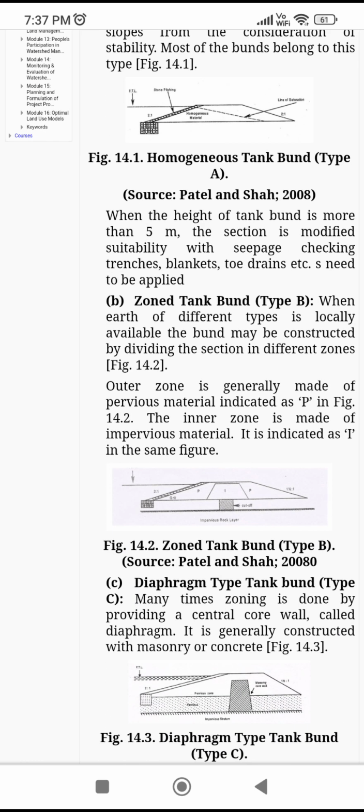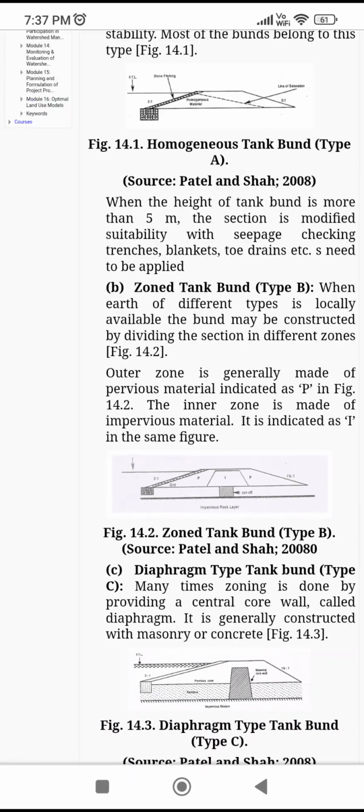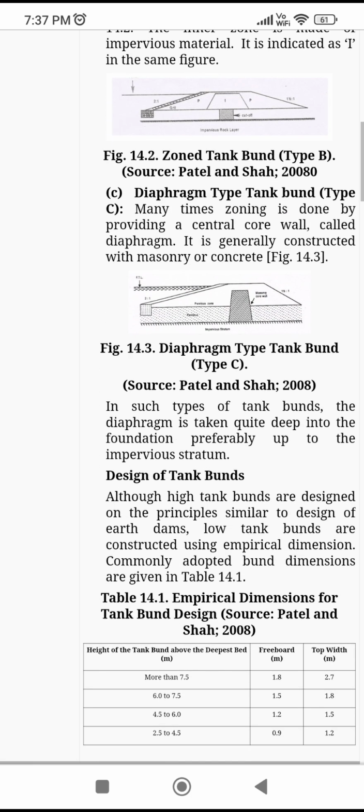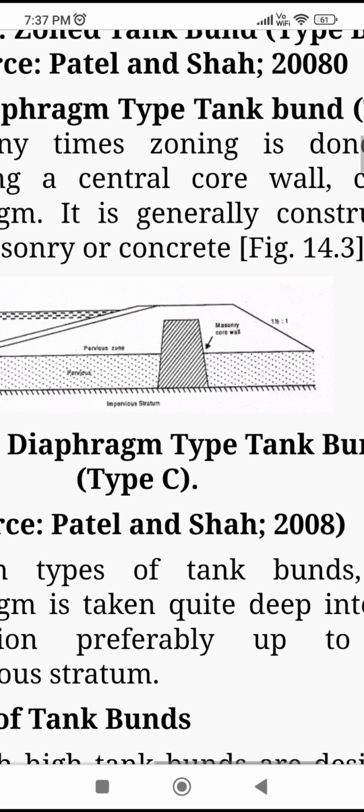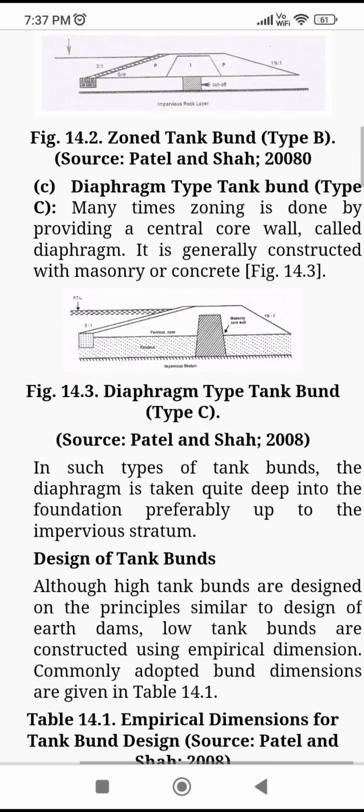Then zoned tank bund. When earth of different types is locally available, the bund may be constructed by dividing the section into different zones. So here you can see there are different zones. So this is zoned tank bund. Then diaphragm type tank bund. In this case, many times zoning is done by providing a central core wall called diaphragm. It is generally constructed with masonry or concrete. So in this case you can see there is one diaphragm, a masonry core wall.